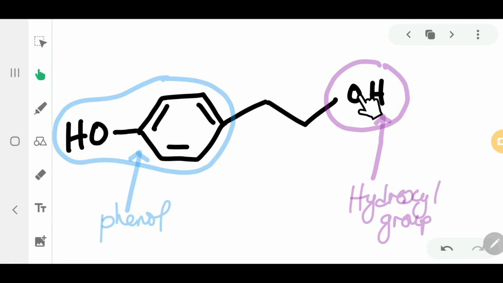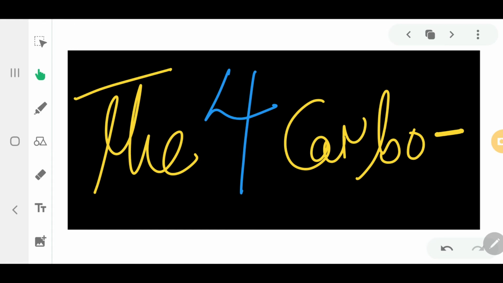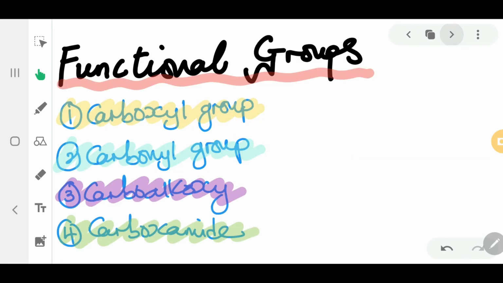And when you have OH that is not directly attached to a benzene, you have this one. This is hydroxyl group, just like what we have seen just now. What about the 4 carbo? Remember the method 7-4-4. So we have looked at the 7 easiest ones to be remembered. Then we're going to look at the 4 carbo. You have carboxyl group, carbonyl group, carboalkoxy group, carboxamide group. So you have 4 carbo over here.